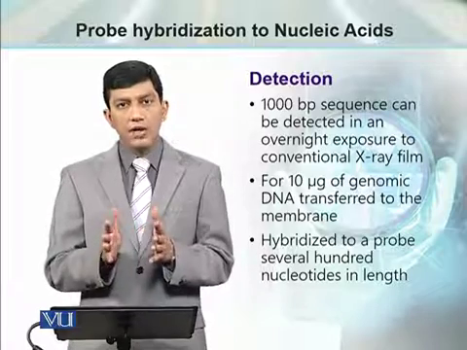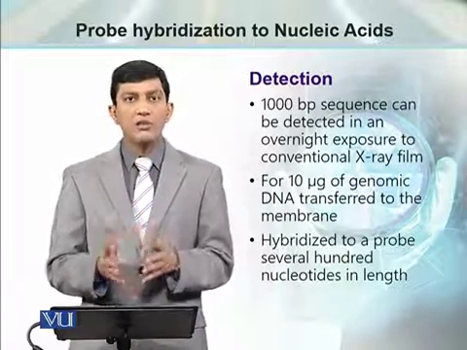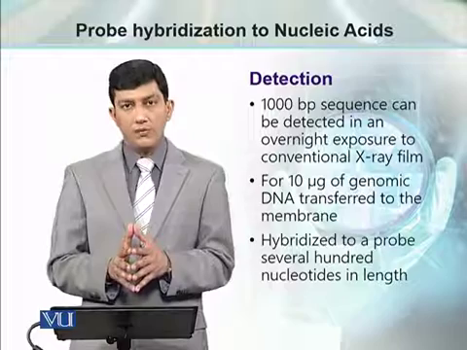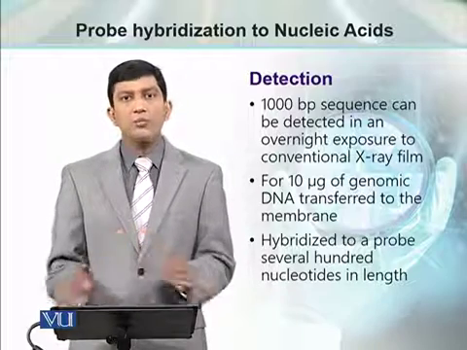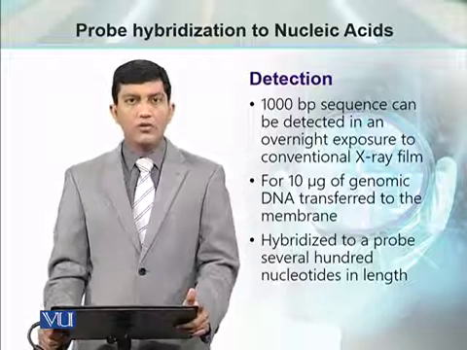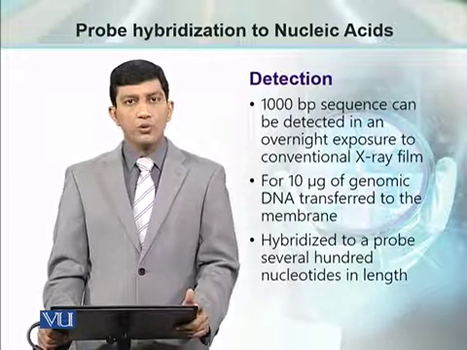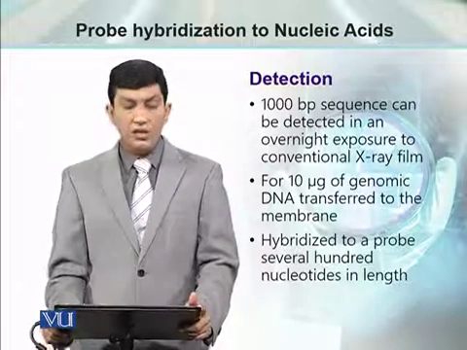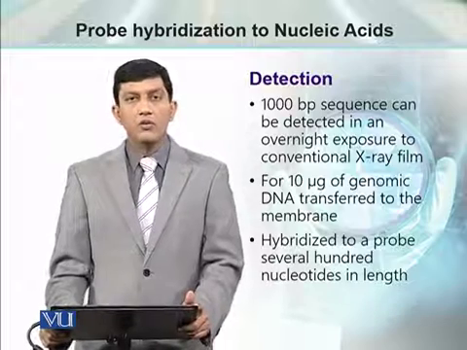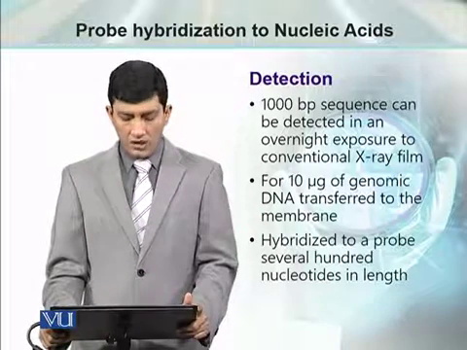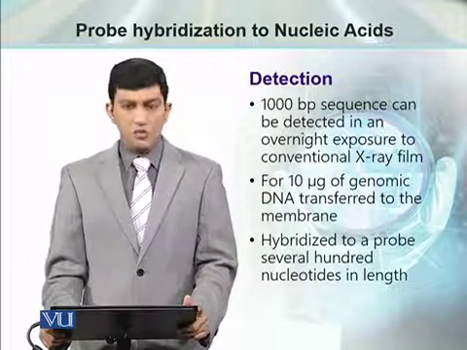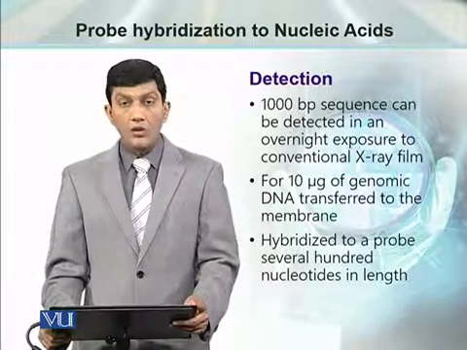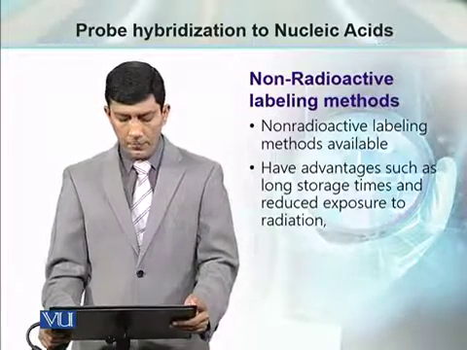अब इस X-ray film को कितनी देर के लिए expose करना होता है to get some detectable signal? It depends upon the size of the fragment. अगर हम 1000 base pair के DNA को expose कर रहे हैं, the X-ray film should be exposed to the probe hybridized sample overnight at minus 70 degrees centigrade. In that case, we should assume that we have used 10 microgram of the genomic DNA which is transferred to the membrane and is hybridized to the probe which is around 1000 nucleotides long.